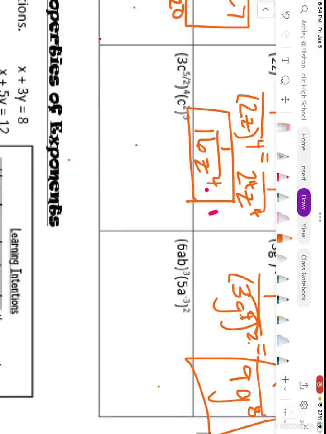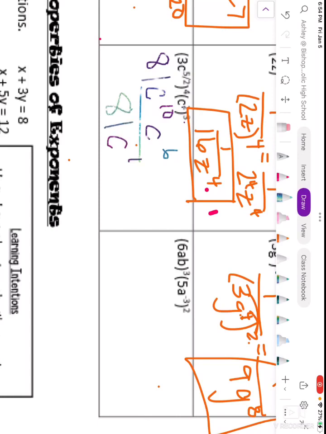All right, here, power to a power first. 5 halves times, well, everything's 4th. So 3 to the 4th is 81. 5 halves times 4 is 10, because 5 times 4 is 20, divided by 2 is 10. And then 2 times 3 is 6. And then we can add these together, so 81 c to the 16th.